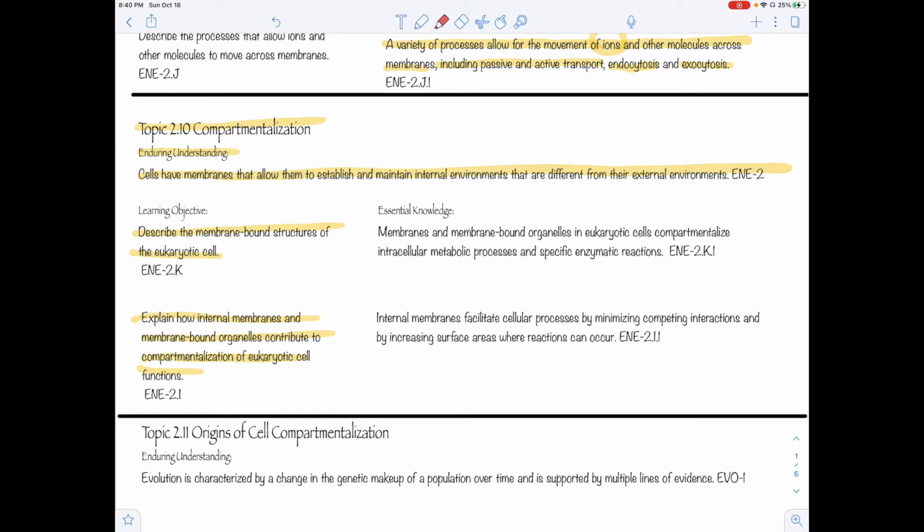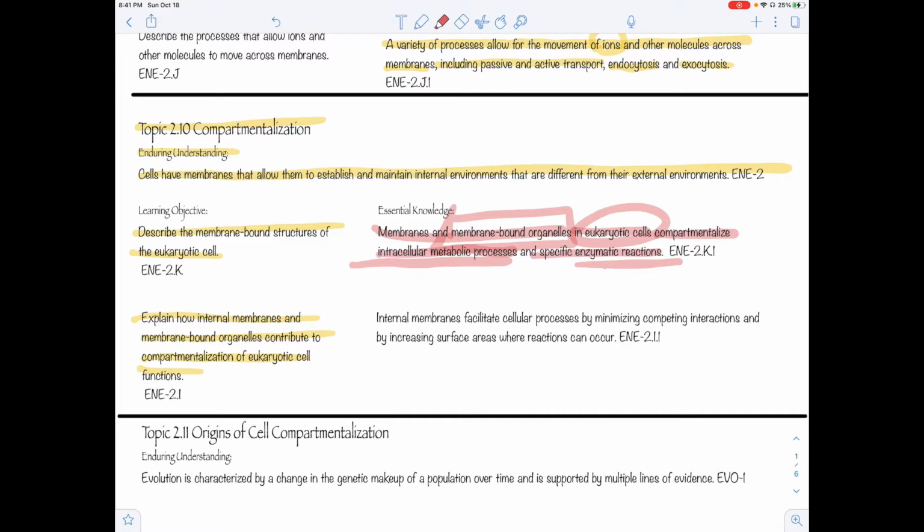The essential knowledge that you need to know is that membranes and membrane-bound organelles in eukaryotic cells end up compartmentalizing the intracellular metabolic processes and specific enzymatic reactions. And remember that this compartmentalization does come in eukaryotic cells. Okay, so they end up compartmentalizing the functions between the different organelles to make the cell work more efficiently. So it compartmentalizes the metabolic processes that are happening inside the cell, as well as the enzymatic reactions that are happening within the cell.